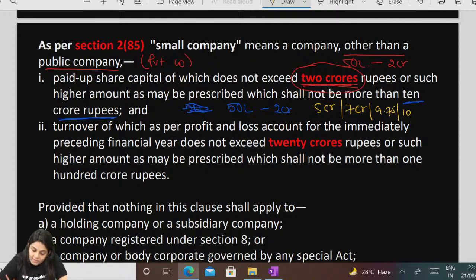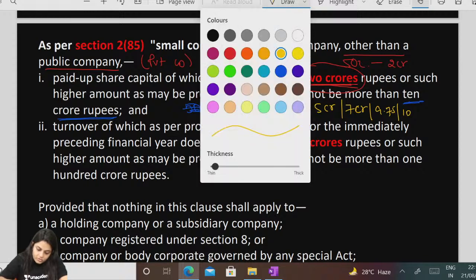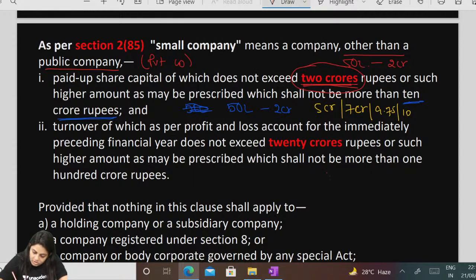Or can they make it 12 crores? Can they also make it 12 crores?